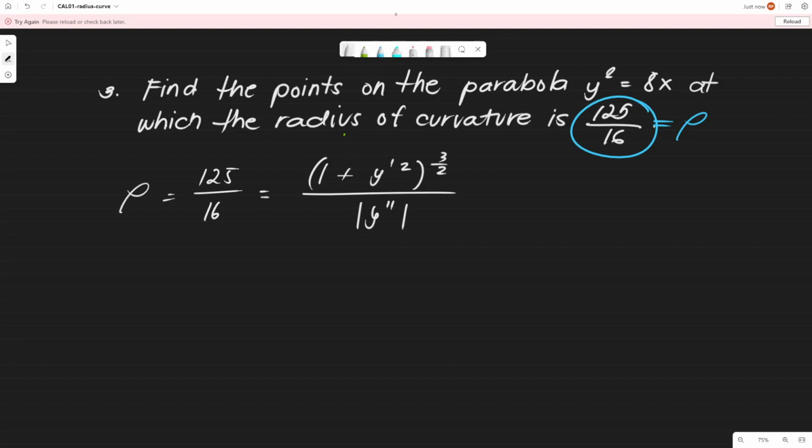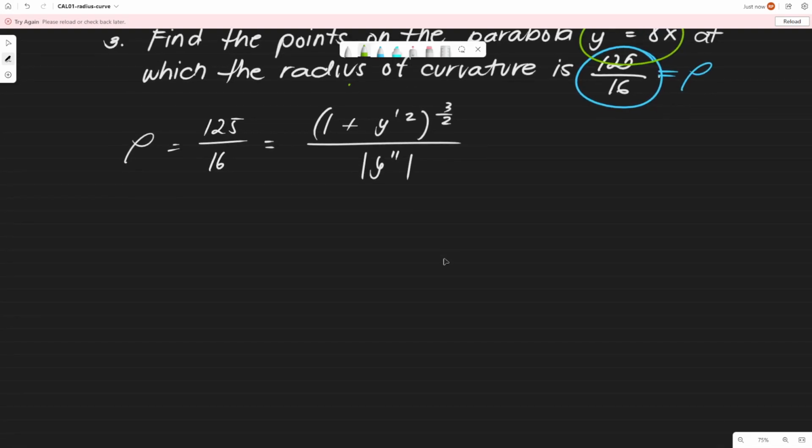Saan natin siya kukunin? Of course, doon sa given equation ng ating parabola. So, we have y squared is equal to 8x. So, let's apply the derivative. So, anong klaseng differentiation gagamitin natin dito? Since we have our y has an exponent of 2, pag may exponent greater than 1 si y or less than 1, ang gagawin natin is implicit differentiation.